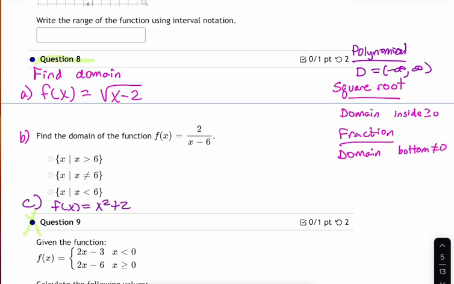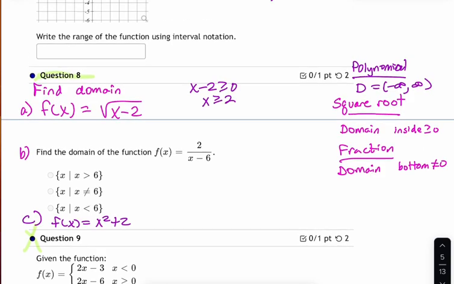So our first one says, find the domain of f of x equals the square root of x minus 2. It's a square root. Just remember, take the inside, set it greater than or equal to 0, and solve that inequality. The only thing you have to worry about in solving inequalities is if you multiply or divide by a negative, you turn the symbol. We're just adding 2. So it's just x is greater than or equal to 2.